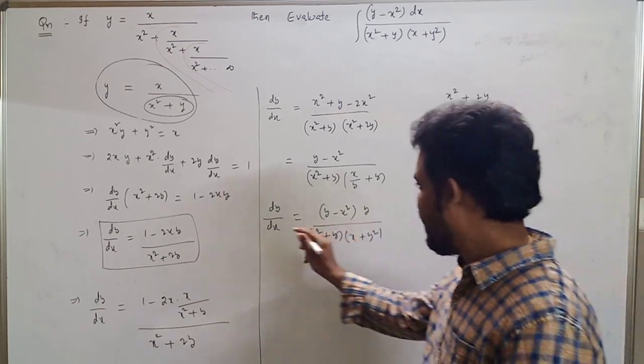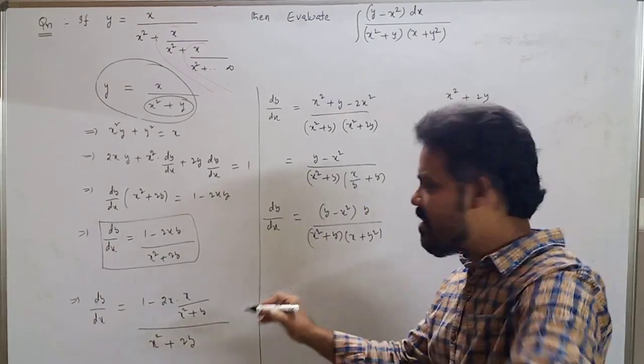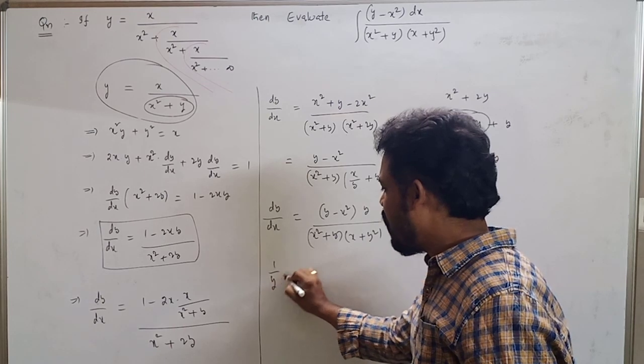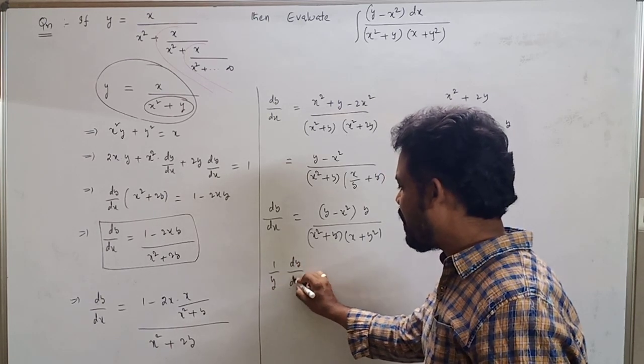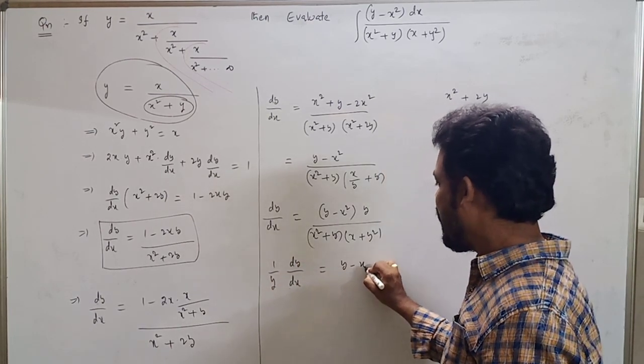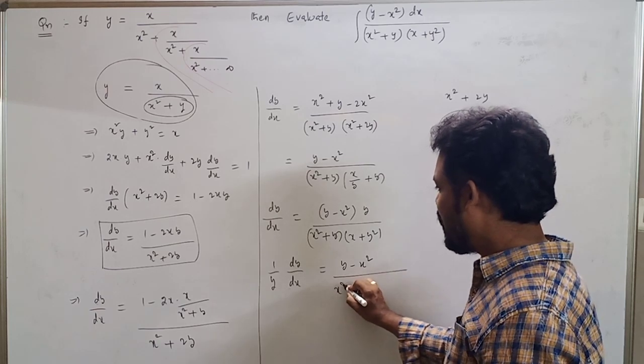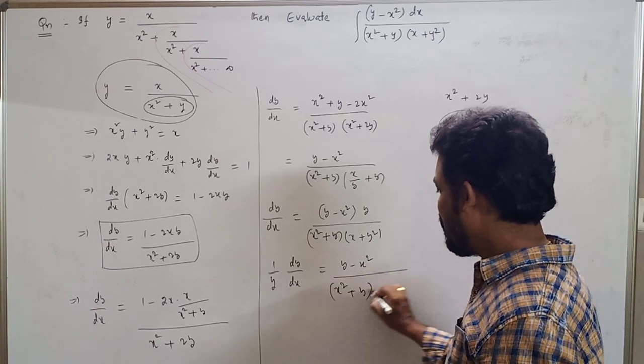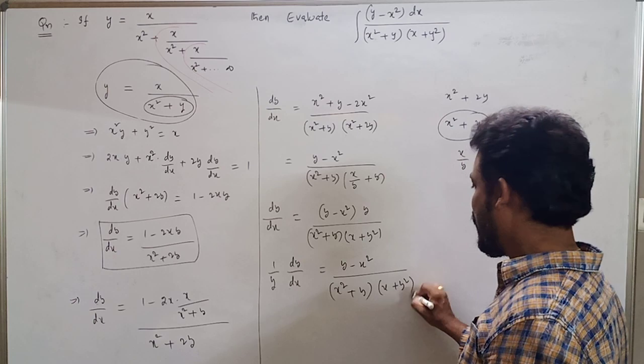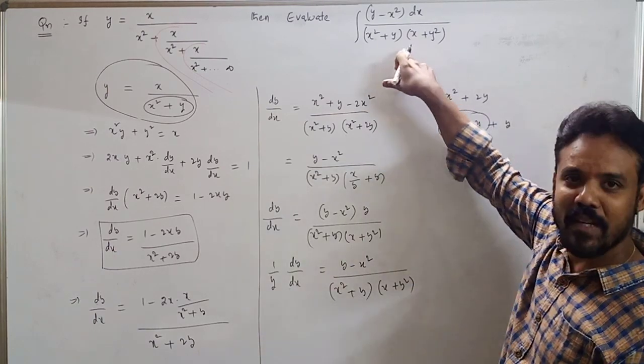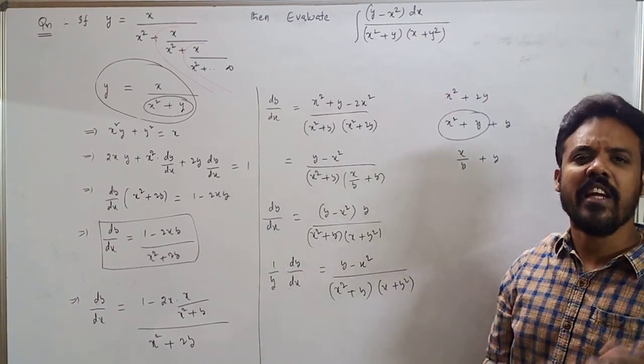Now bring this y to the left hand side. We get 1 by y dy by dx is equal to (y minus x square) by (x square plus y)(x plus y square). See, we got the same term. Now we want the integral.